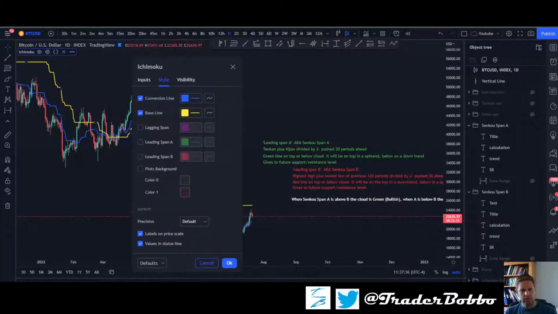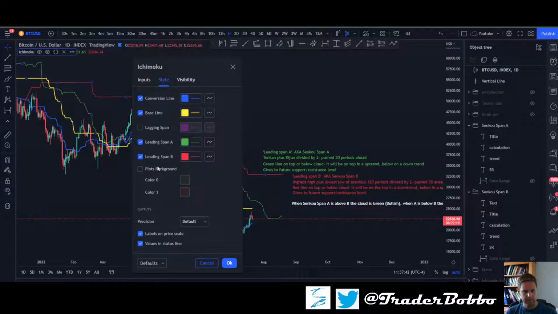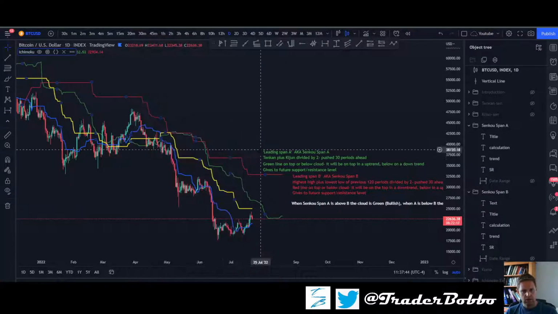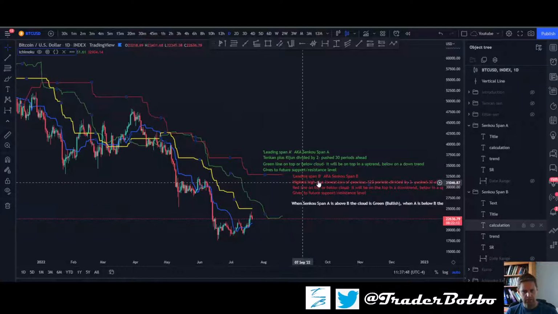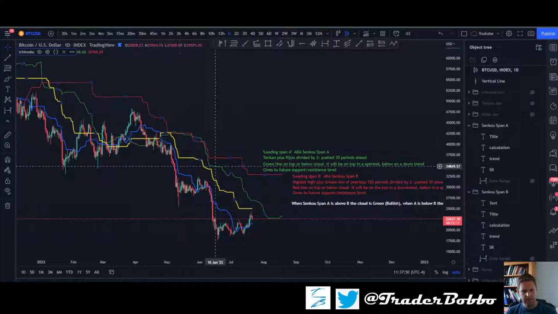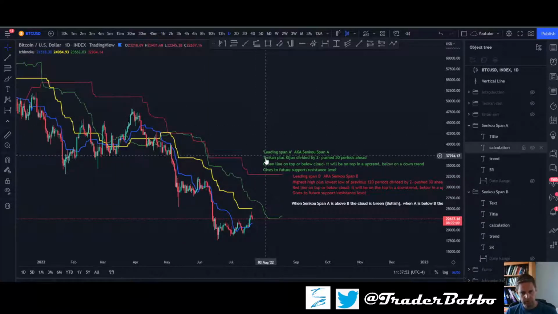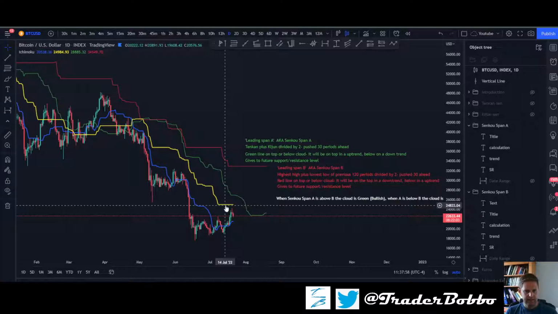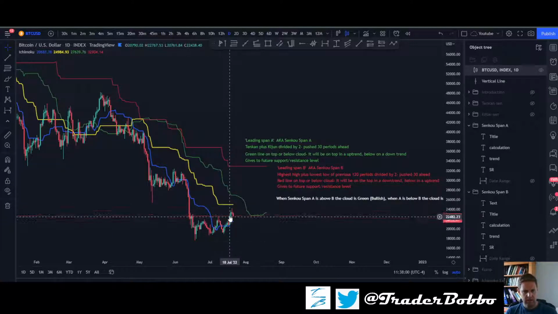So TradingView, the standard indicator, calls them the leading span A and the leading span B. So Senkou span A is green, Senkou span B is red, as we've called it. So we'll look at the Senkou span A first. So it is the Kijun and the Tenkan divided by 2.